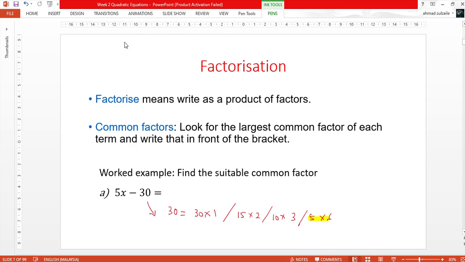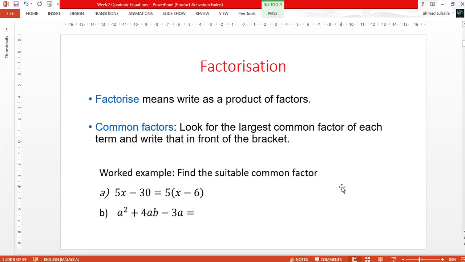Therefore, in order to find the common factor for 5x minus 30, you must change this 30 to 5 and 6, so that both terms consist of 5. Therefore you can factorize that 5 outside, put it in front of the bracket, and the remaining value inside the bracket. That's why we have 5 multiplied with x minus 6.